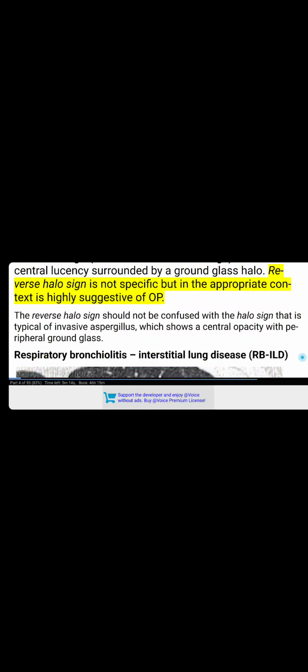COP clinically responds to steroids with a good prognosis and may resolve completely, although recurrences are common. CT shows consolidation or ground glass opacities in a peripheral and parabronchovascular distribution. The reverse halo sign, also known as the atoll sign, features a central lucency surrounded by a ground glass halo. Reverse halo sign is not specific but in the appropriate context is highly suggestive of OP.